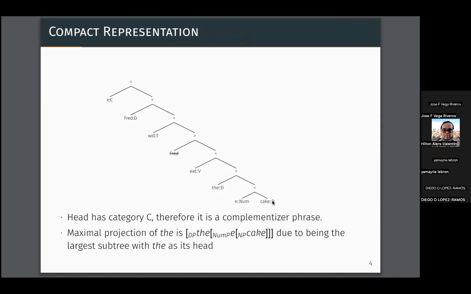So cake is the terminal node. Can it be NP instead of N? Yeah, I think it is N and NP at the same time. In minimalism, whatever category does not have any selection or requirements is by definition a maximum phrase.